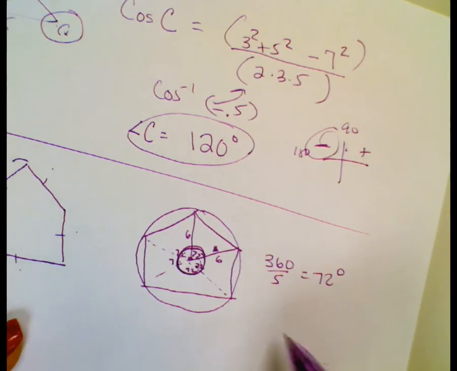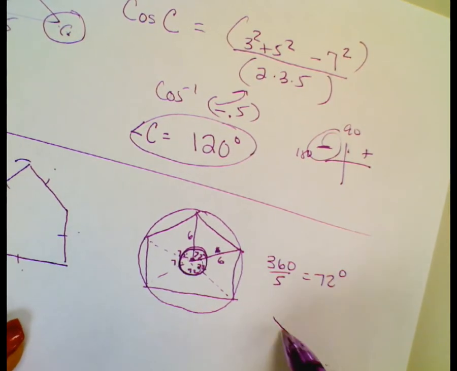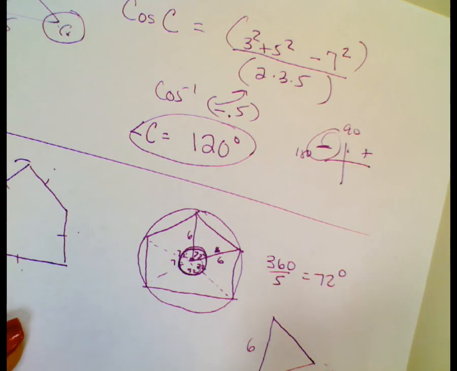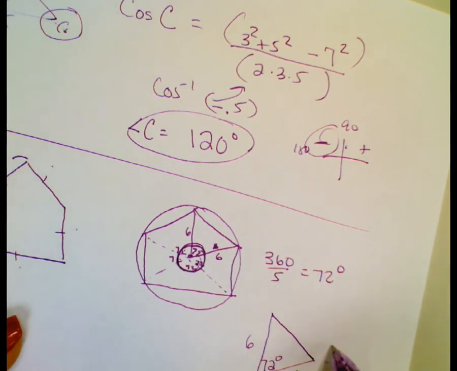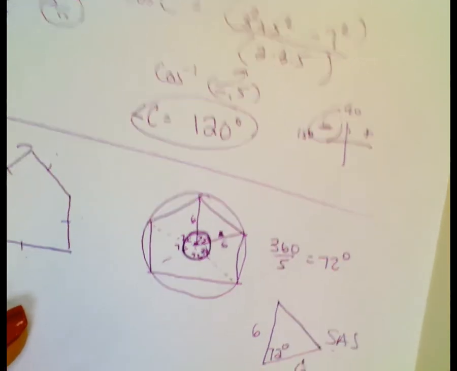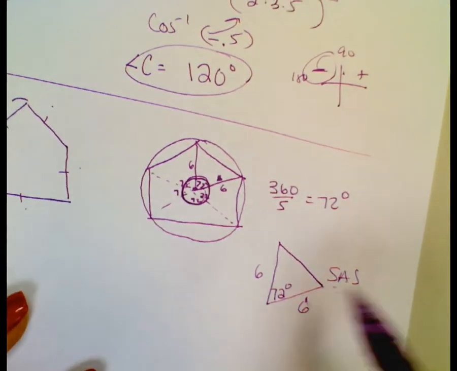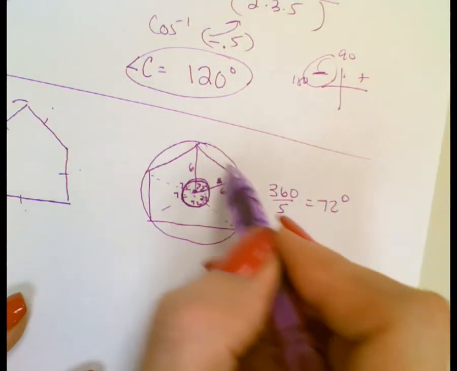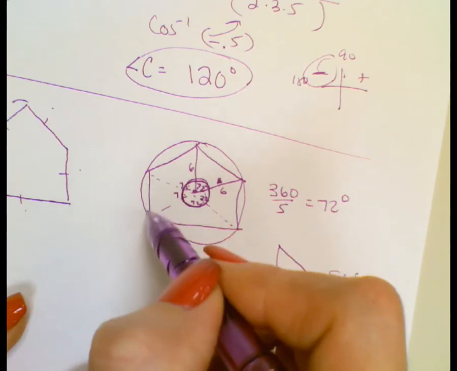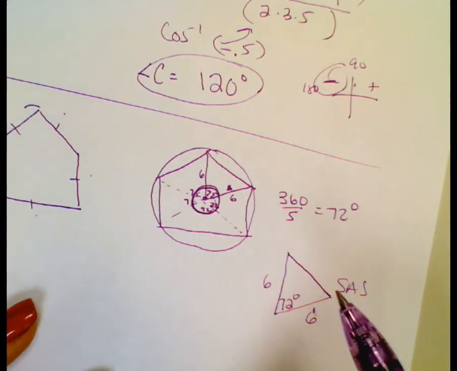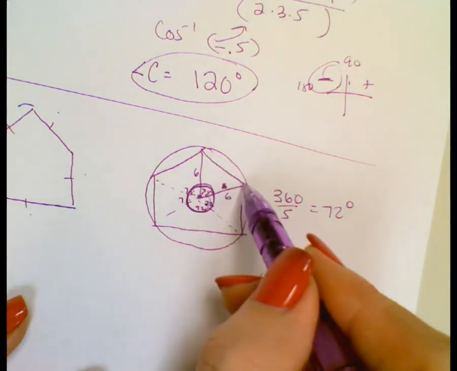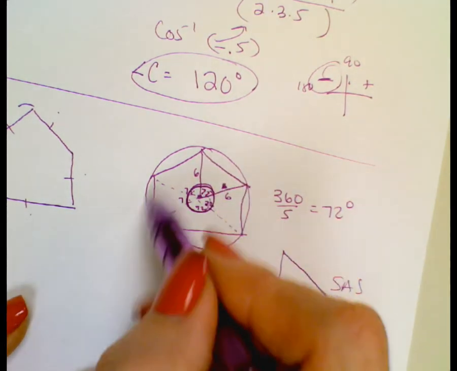So let me just pull one of these triangles out so you can see it. What we have right now is an isosceles triangle with 6 and 6 and a 72 interior angle. So that is a side angle side, SAS. That's law of cosines, right? So if we find this side right here, we should be able to get the perimeter because these should all be the same because it's regular. It's a regular pentagon. All 5 sides are the same. So if we can just figure out this side, times it by 5, and we'll have the perimeter.